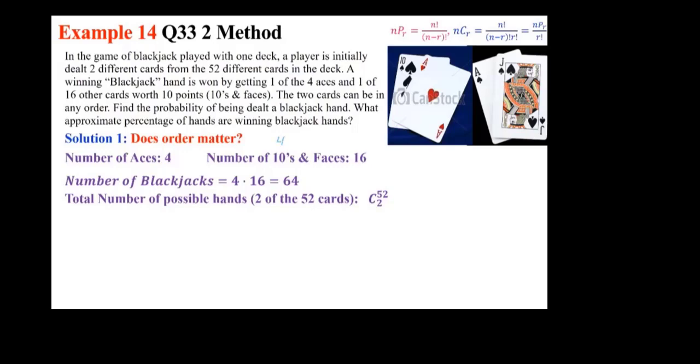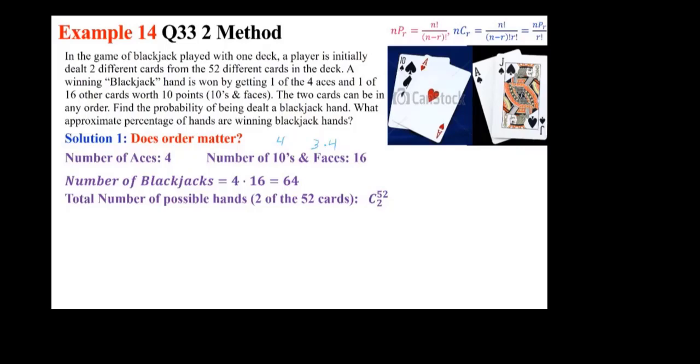Number of faces, there are 3 types of faces. So we have Jack, Queen, and King. There are 3 types, 4 suits. We have 12 plus 4, 16. So the number of blackjacks, therefore, would be 4 times 16. There are 4 ways to get aces. There are 16 ways to get tens and faces. So it's 4 times 16.